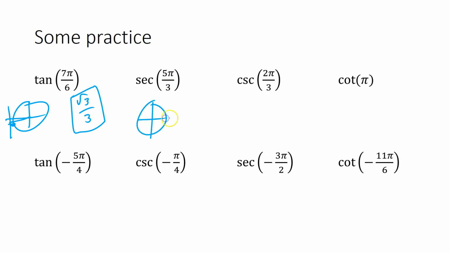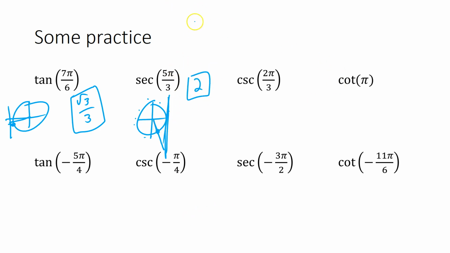Secant of 5 pi over 3. 5 pi over 3 is 10 pi over 6. 1, 2, 3, 4, 5, 6, 7, 8, 9, 10, right there. So if I think about secant, it's going to intersect the normal tangent line. It's going to be the longest possible value for secant. And secant is 1 over cosine. We're on the right side, so it's going to be a positive 2.